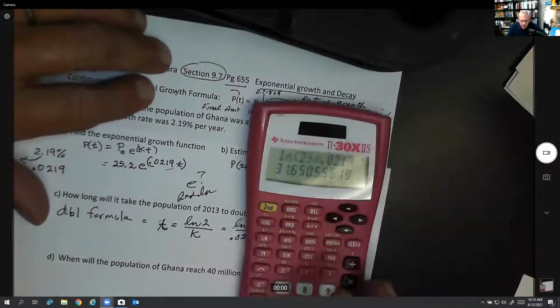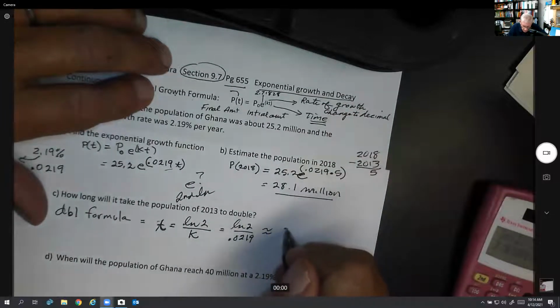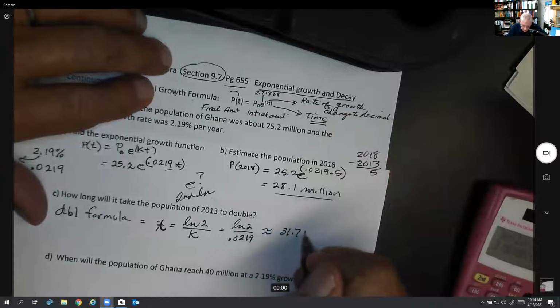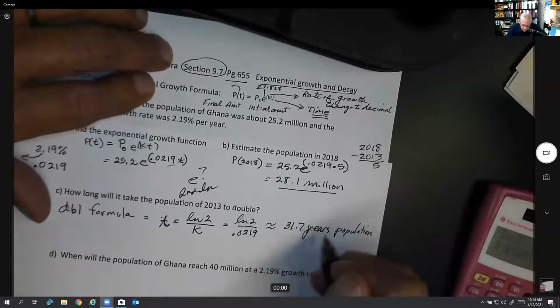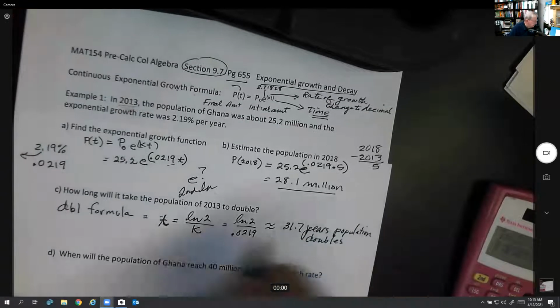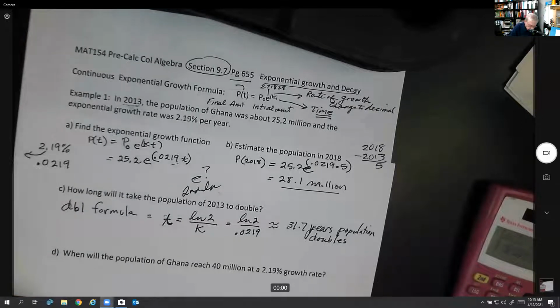31.65 or 31.7. Approximately 31.7 years. It will double. Population doubles. And according to the book, we came up with a higher number, huh?